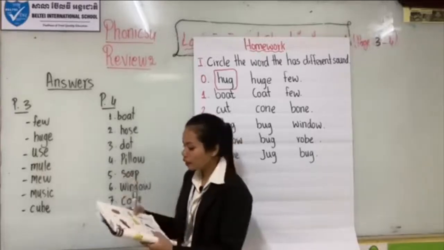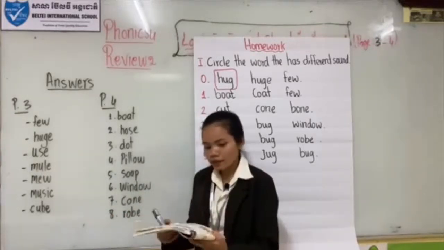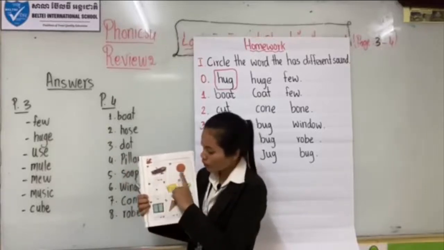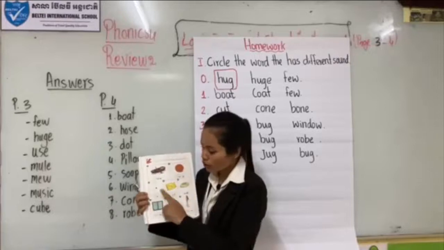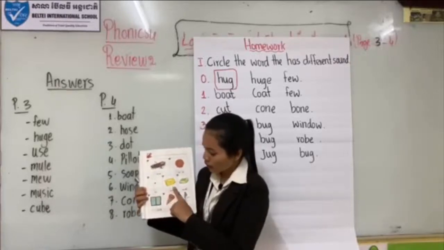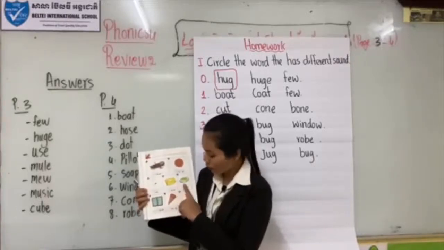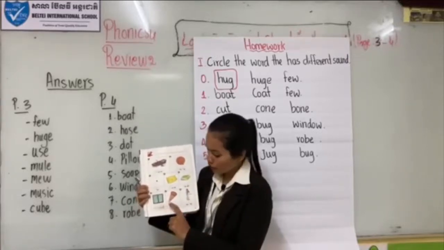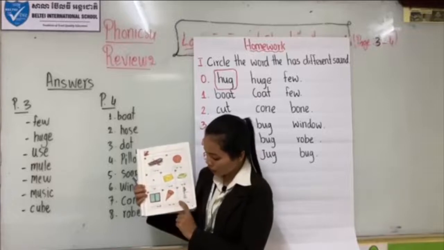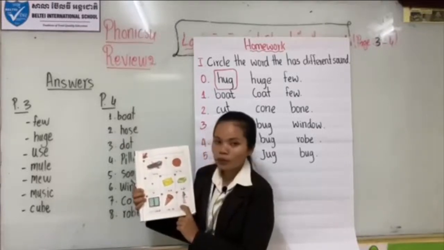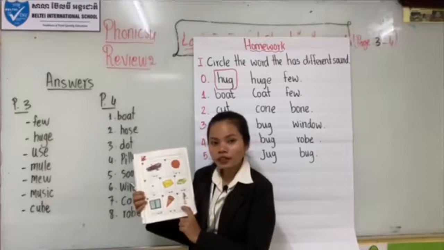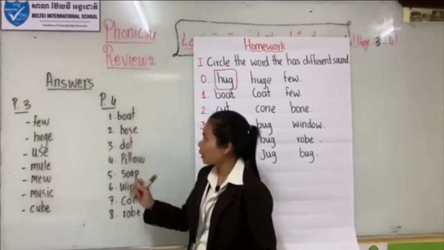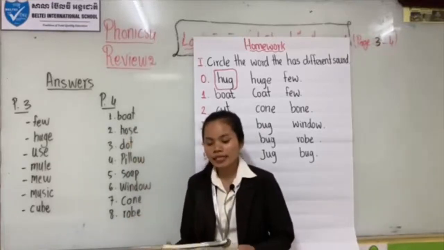Okay, next page, page number 4. So let's look at the picture. Picture number 1, boat. Number 2, hose. Number 3, dot. Number 4, pillow. Number 5, soap. Number 6, window. Number 7, cone. And number 8, rope.